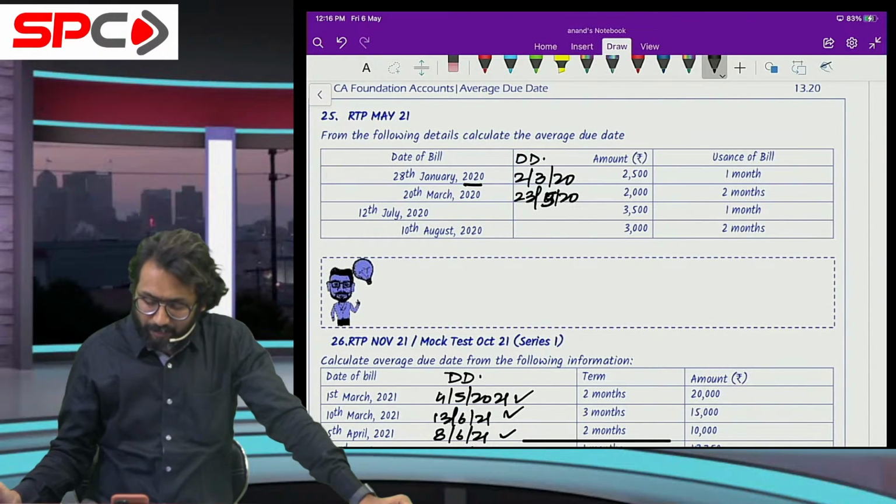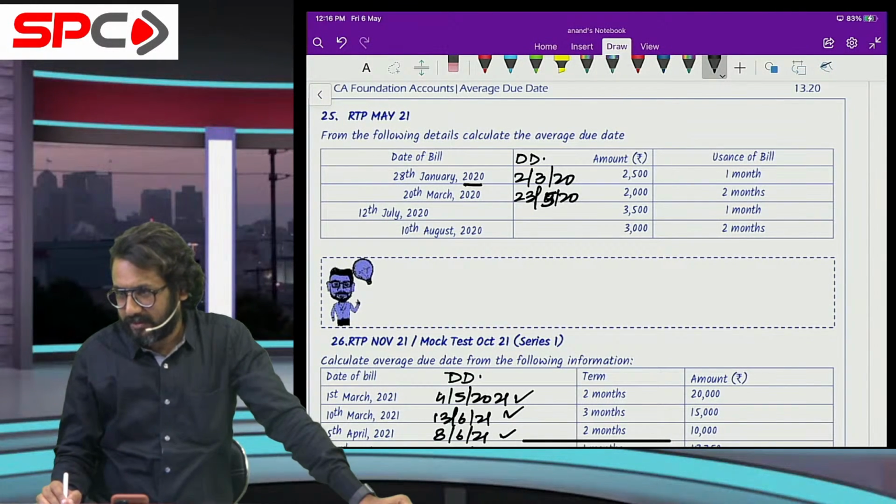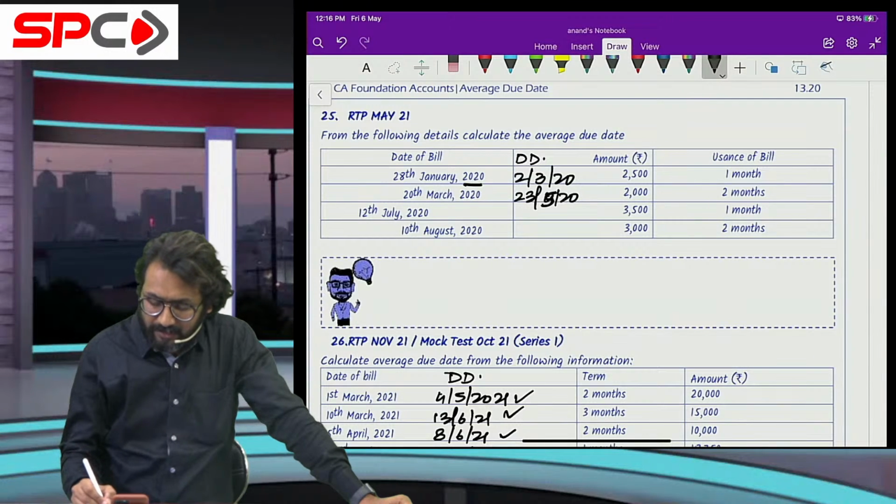May. Okay. 2 months you have to add. 12th July, you have to add 1 month. So it becomes what? 12th August. You add 3 days. It becomes 15th August. You take 15th or 14th August?